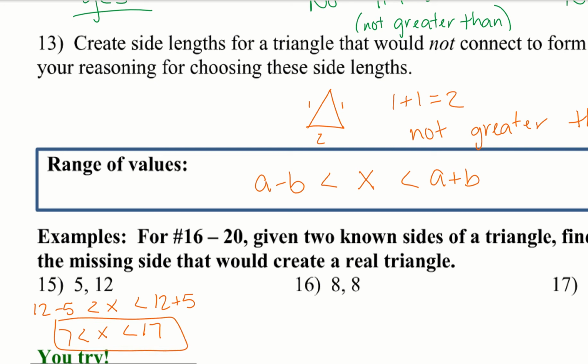Okay, then we try that with 8. So we have 8 minus 8 is less than x, which is less than 8 plus 8. So my answers could be anywhere from 0 to 16. Remember, it doesn't include those two values. It's just between those two values. So essentially, I can have values from 1 to 15.